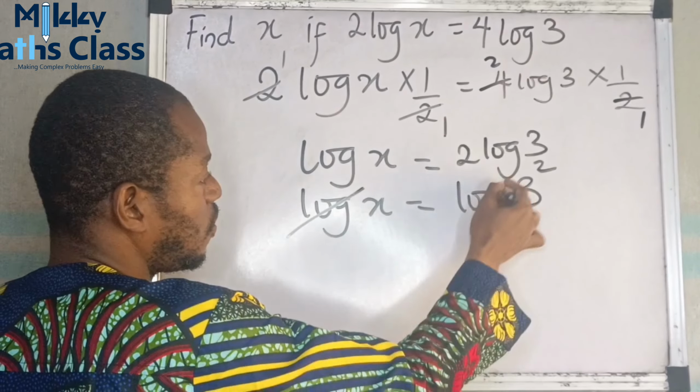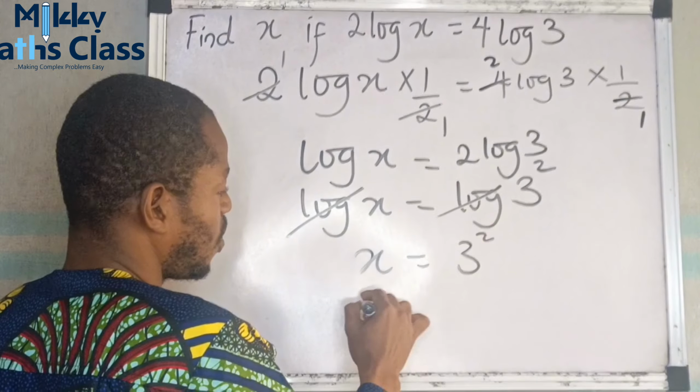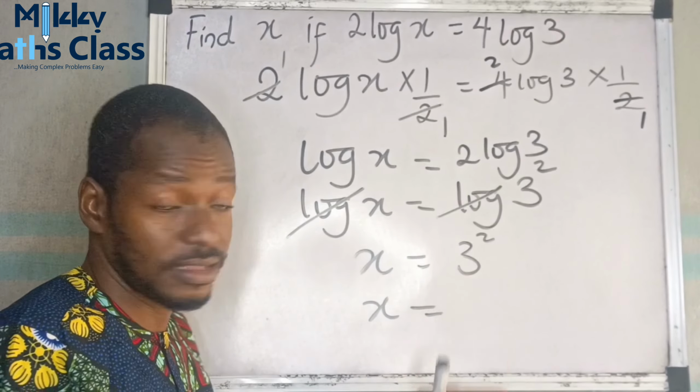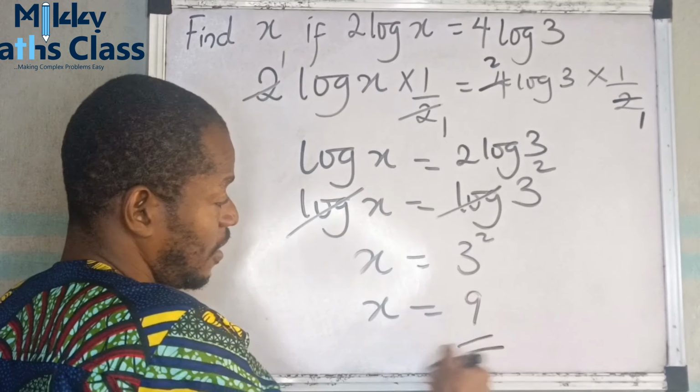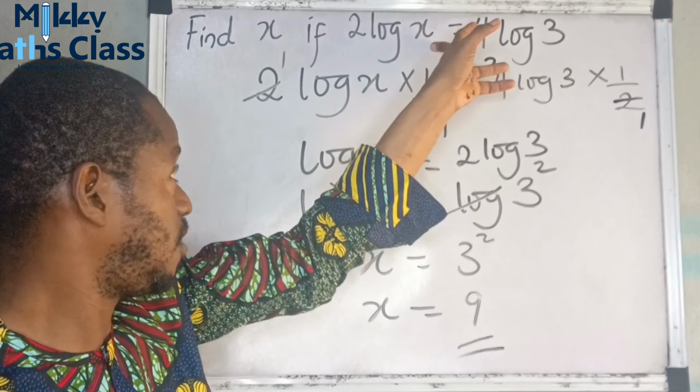Now log and log can cancel out. This becomes x equals 3 to the power of 2, and 3 to the power of 2 is 3 times 3, which will give us 9, and that's our final answer. The value of x here is 9.